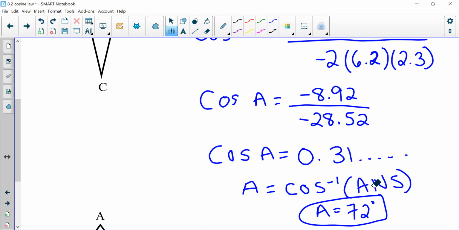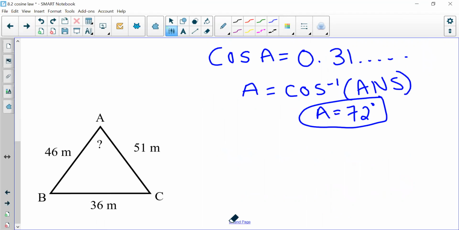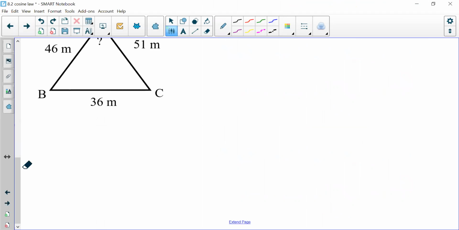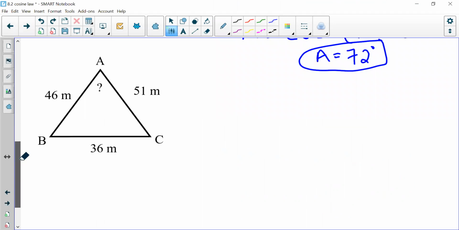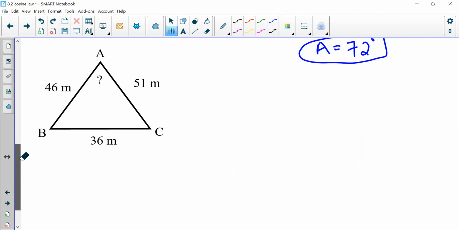Questions on that one? Okay, let's try it again. I recently heard somebody say practice makes perfect, but that's not true. Perfect practice makes perfect. So we're going to do this together and we'll work out any errors. We are practicing this in the perfect way, confidently.